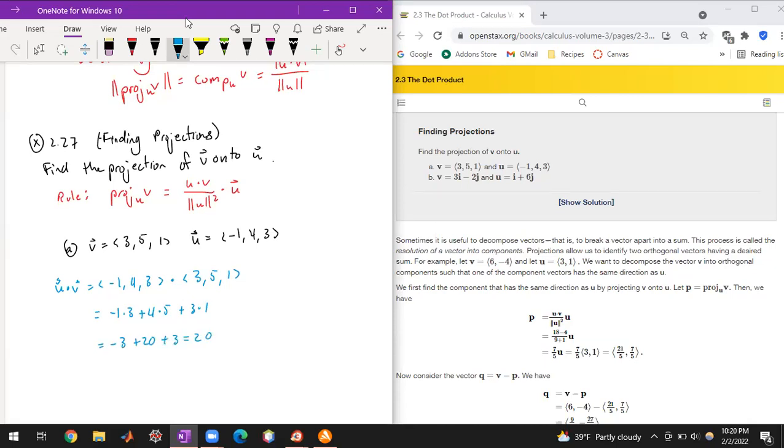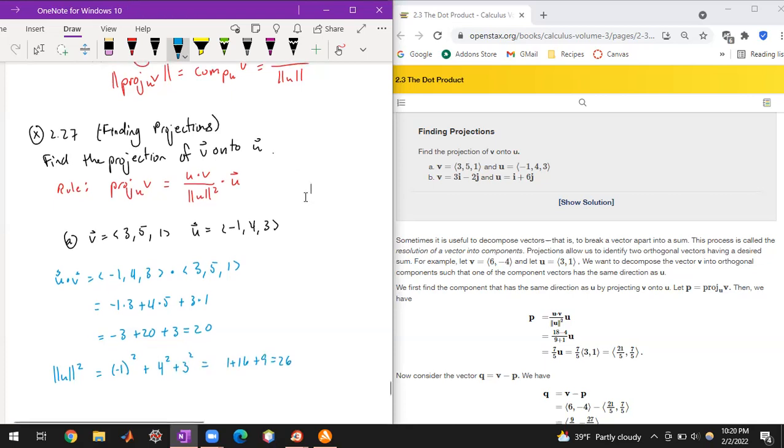Fantastic. Our denominator is the magnitude of U quantity squared. And we know that this is really just the dot product of U with itself. All right, so what we're going to get here then is our components squared, and then we sum them up. So this is 1 plus 16 plus 9, it's going to give us 26.